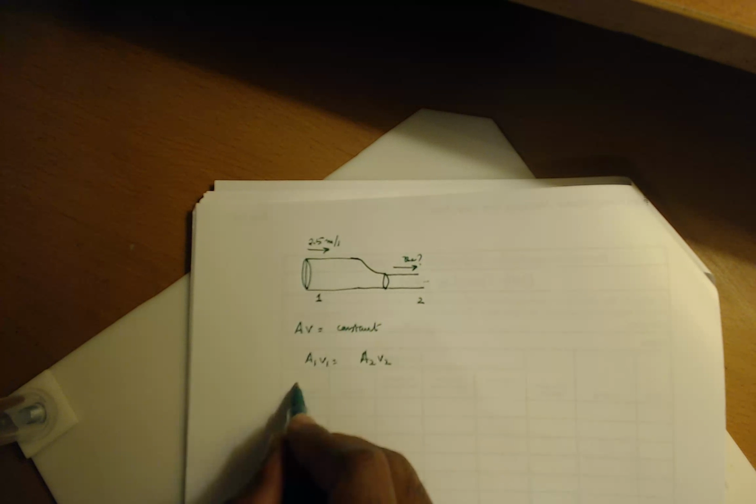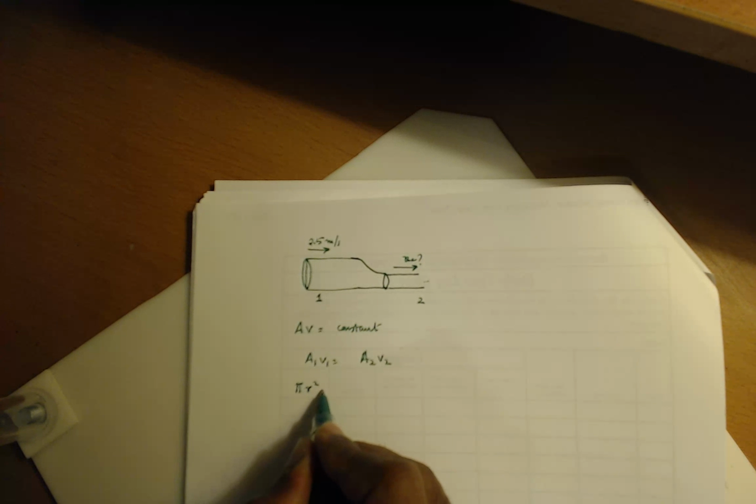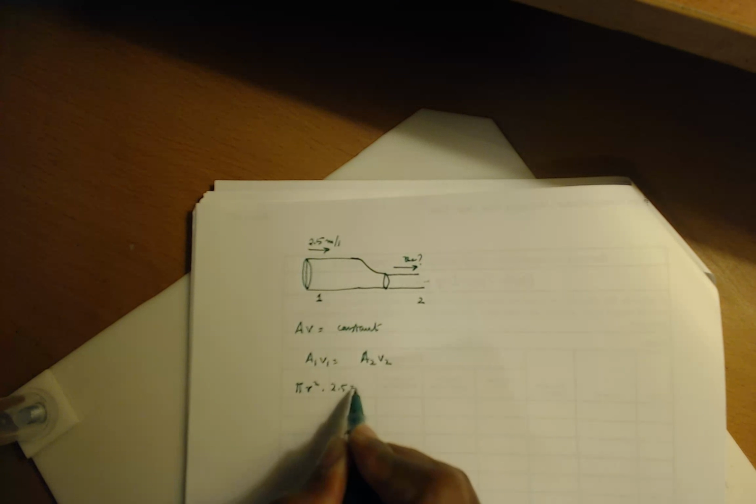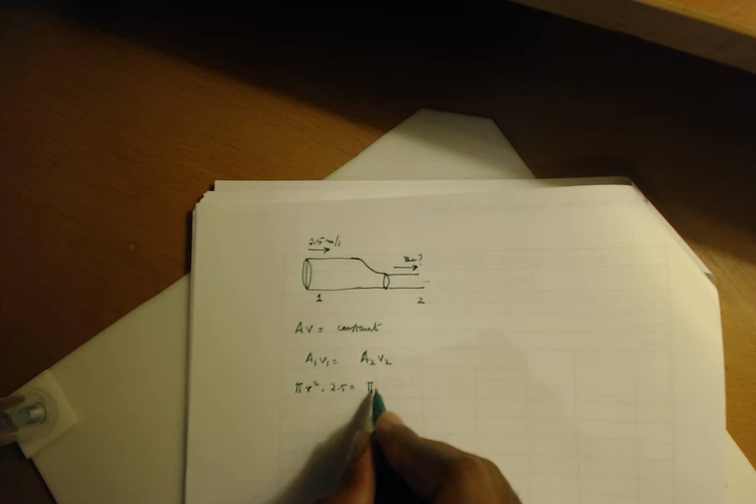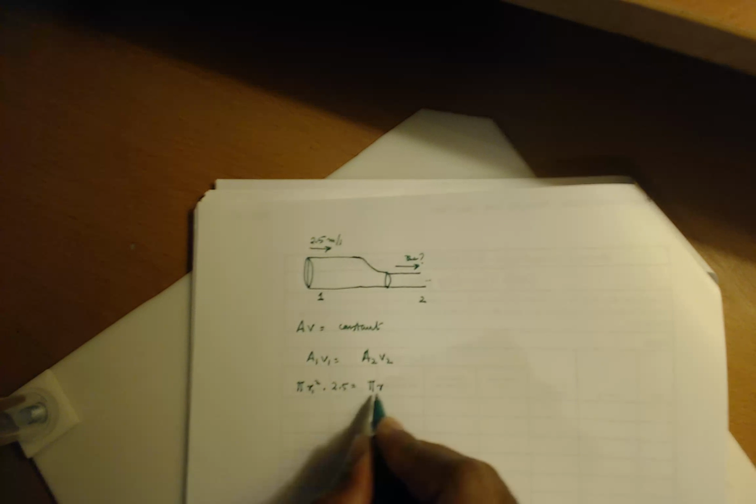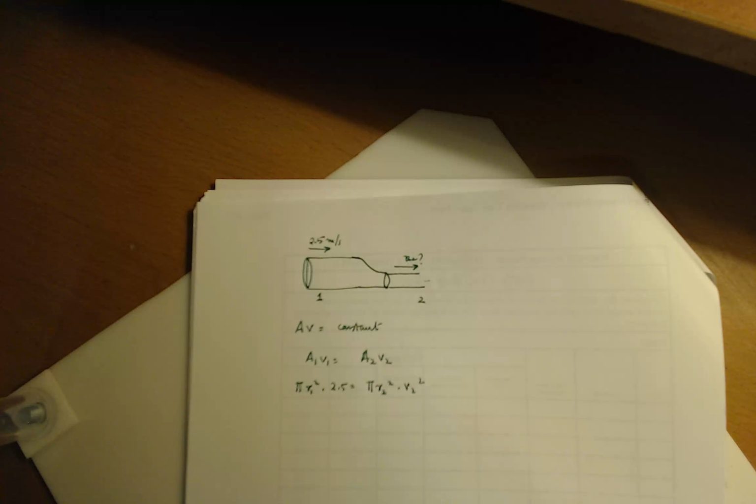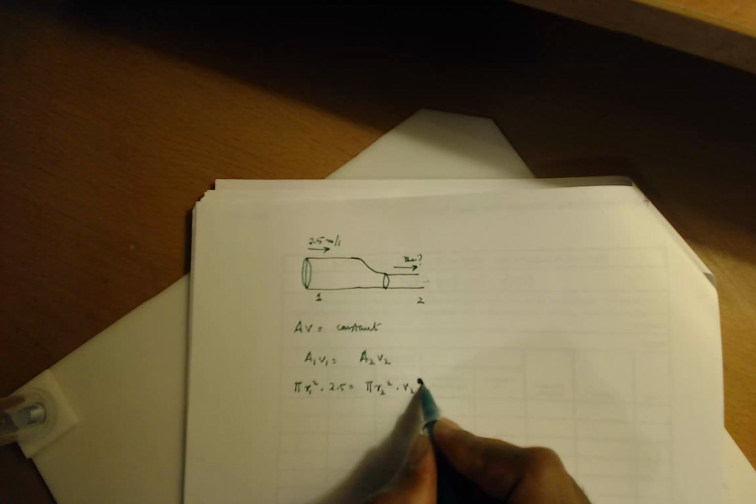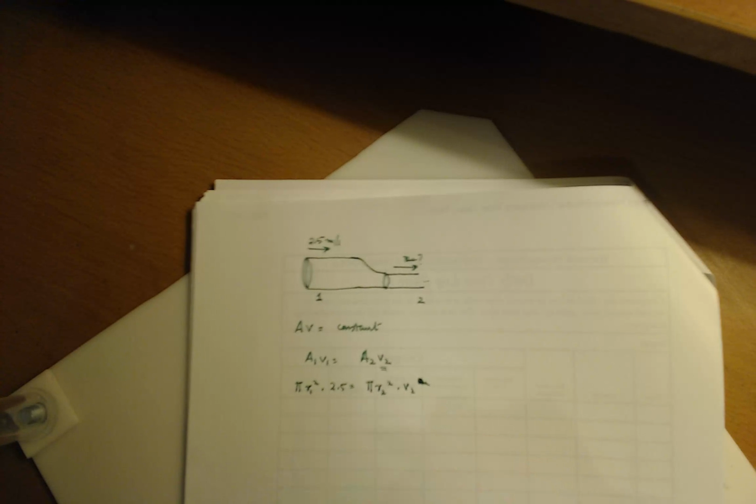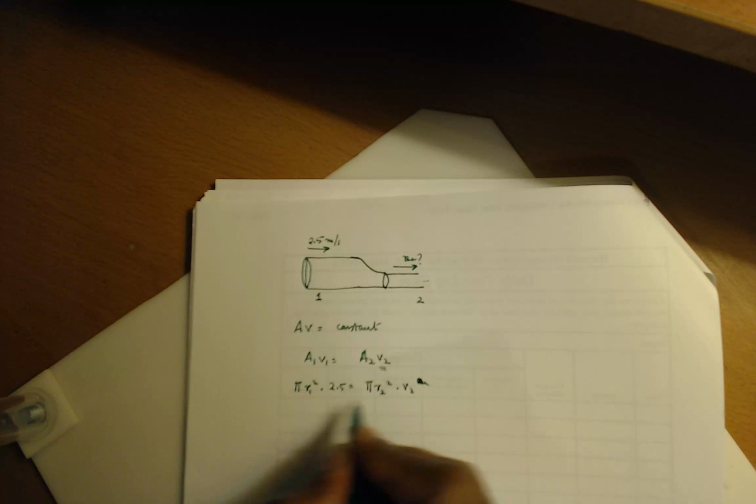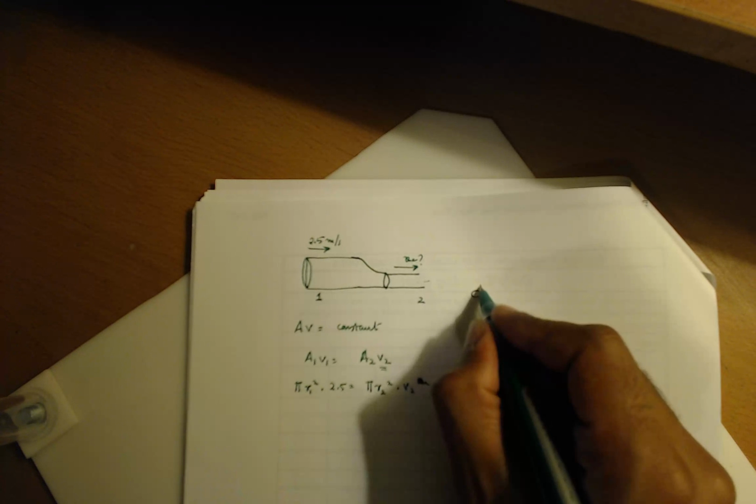Now what's area 1? This is a circular pipe, so it's going to be pi r squared. Pi R1 squared times 2.5 equals area 2, which will also be pi R2 squared times V2. I'm sorry, there's no V2 squared there. It's just V2, right? Now what's the relationship between R1 and R2?